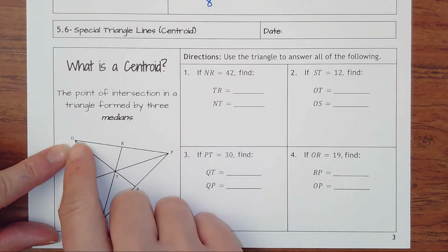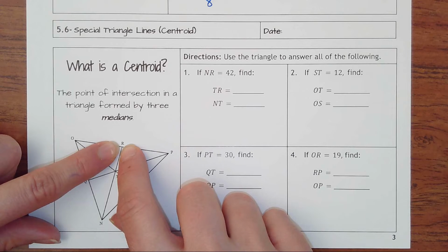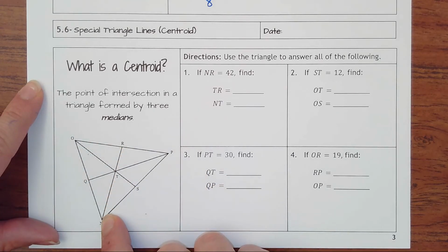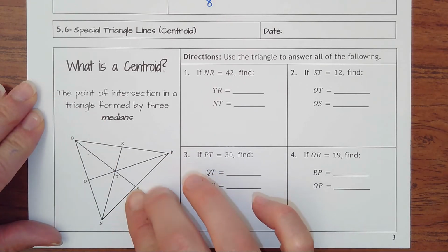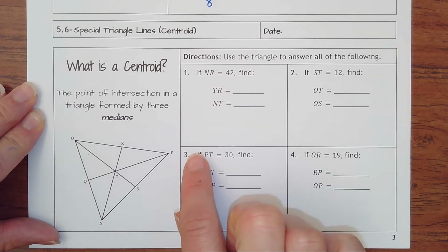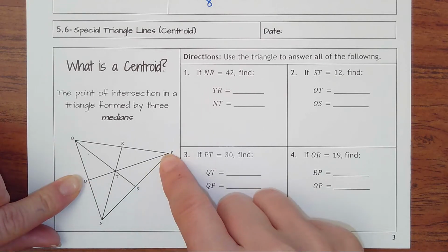vertex. So it's like taking OP, measuring this length, finding the center, that would be R, and then making a line from there to the vertex N, to the point N. And then doing that for each side. So on NP, you would find the middle, S, you would connect it to point O. And then here, ON, find the middle Q and connect it to P.